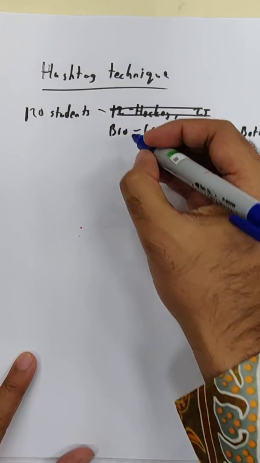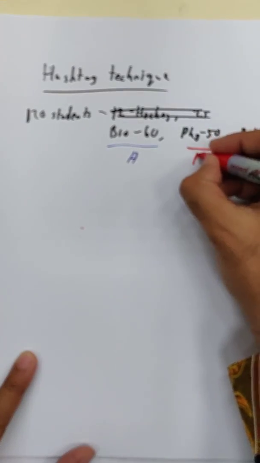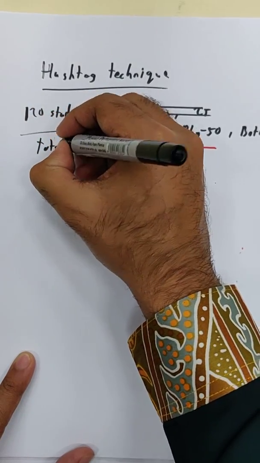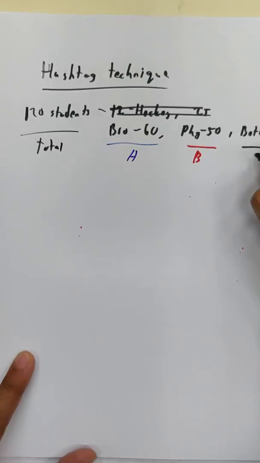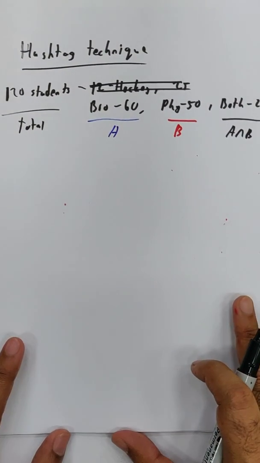So for this one, I can say this is my A, this is my B, this is my total, and this is where you can say A intersect B. Right, I can say it that way.